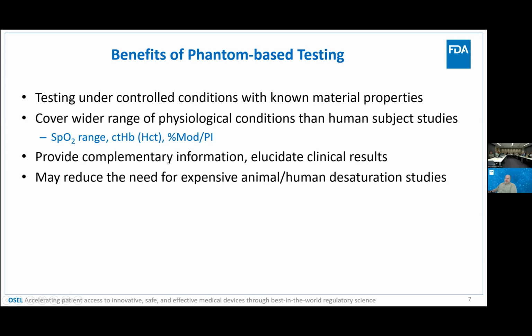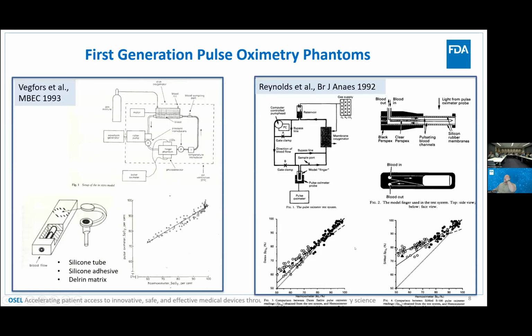We think that phantoms can provide important information that elucidates clinical results that are not really well understood, and may eventually reduce the need for expensive in vivo studies. So it's interesting to note that some of the first pulse oximetry phantoms that we see in the literature actually were published 30 years ago.